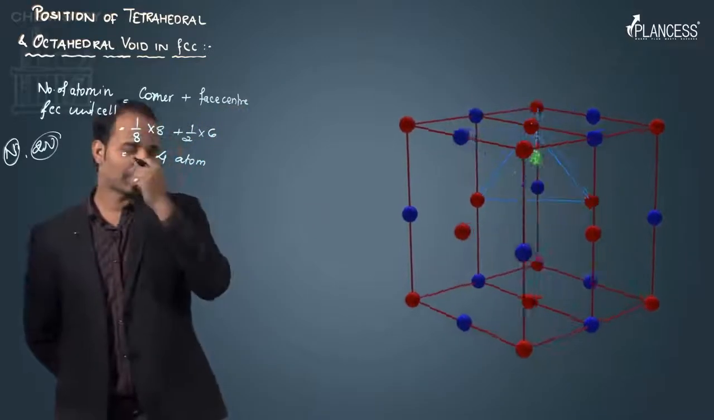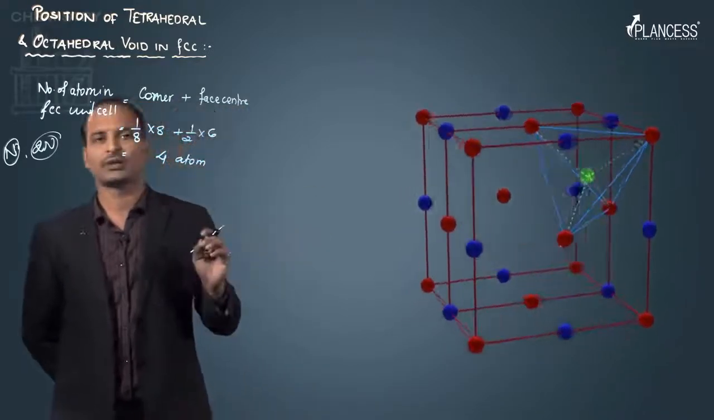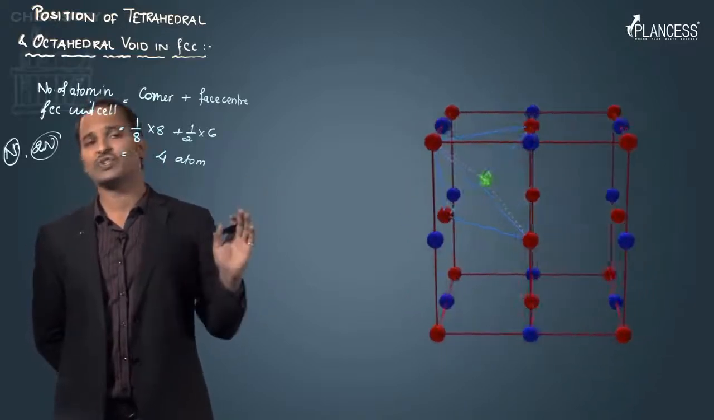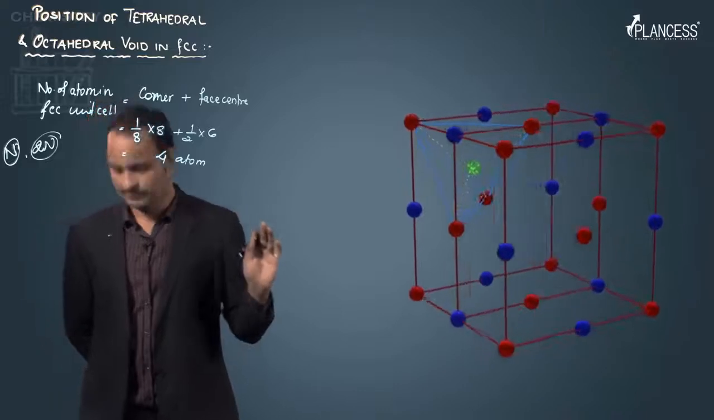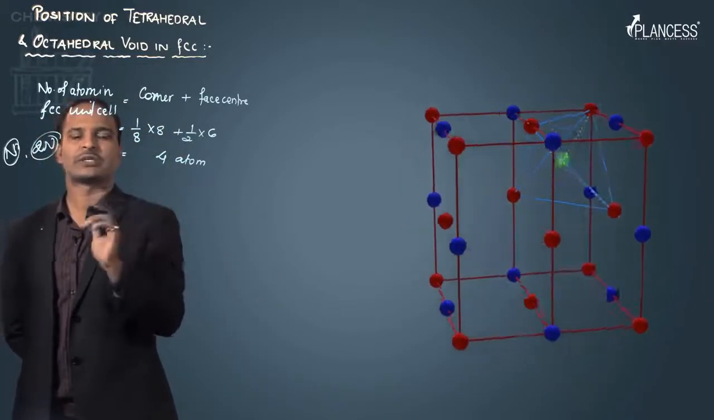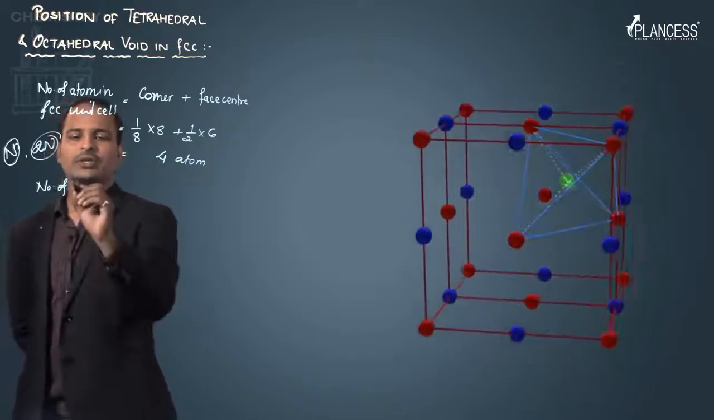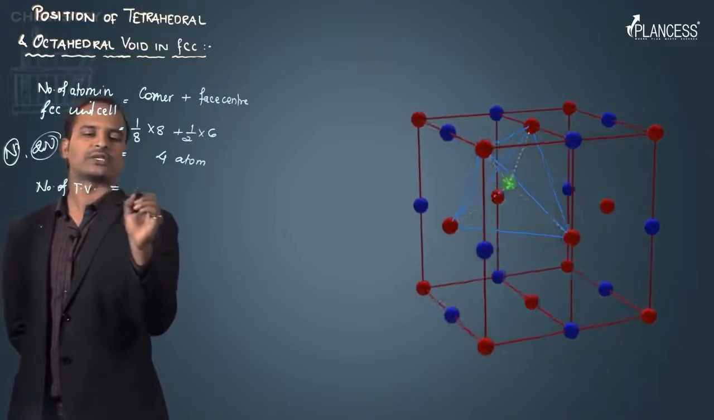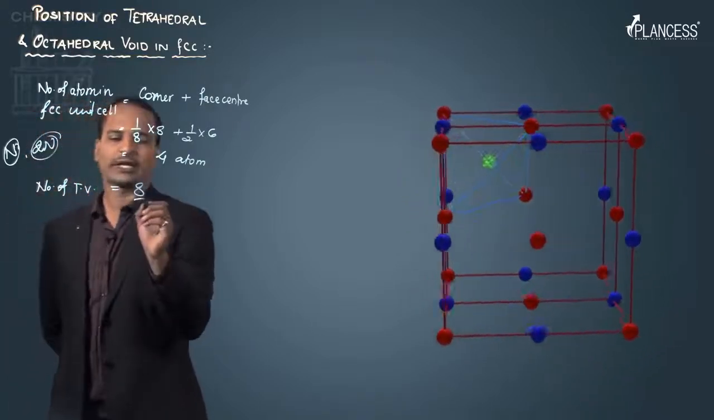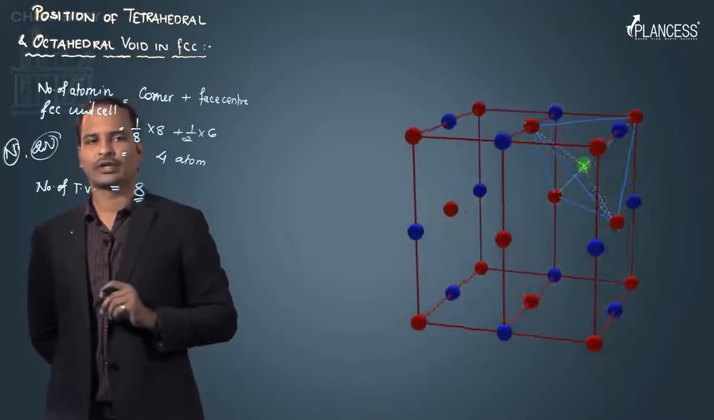So I can say whatever particles will be present in a tetrahedral void, they are going to be present in the same unit cell. That means it will not be shared by other unit cells. Since all the tetrahedral voids are present in the same unit cell, no other cells contribute to it. So the number of tetrahedral voids is equal to 8. All 8 tetrahedral voids are present, so full 8 voids are there. So there are 4 atoms, that is 4 spheres, and the tetrahedral voids are 8.